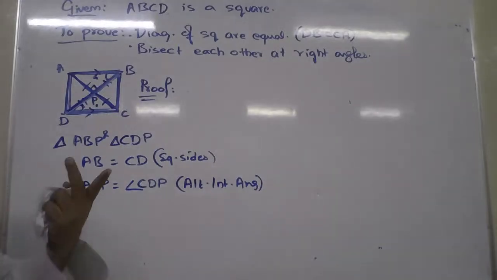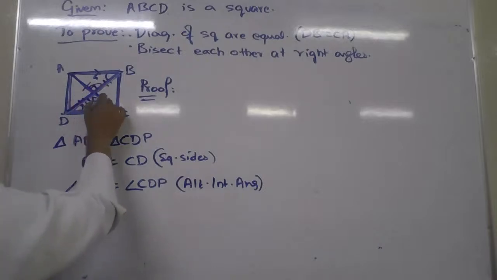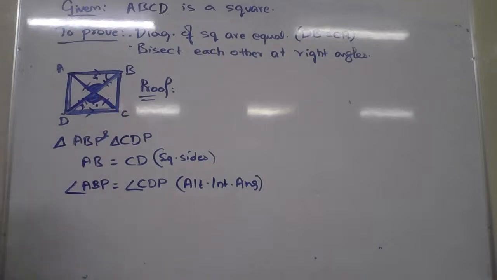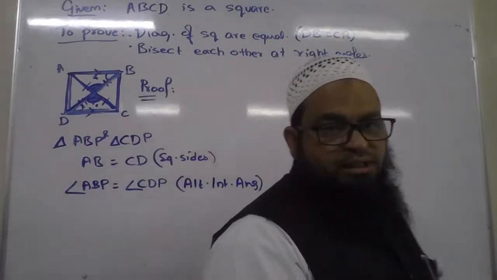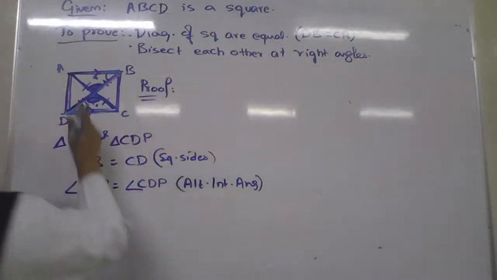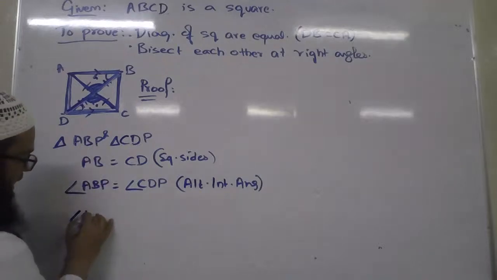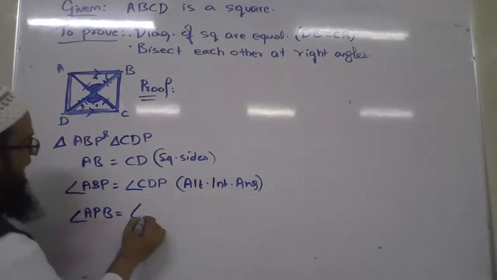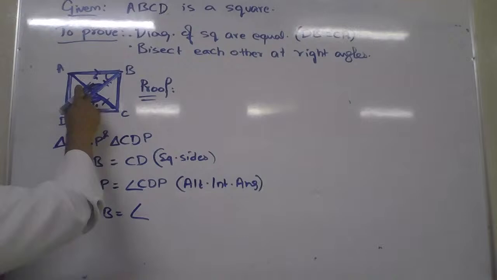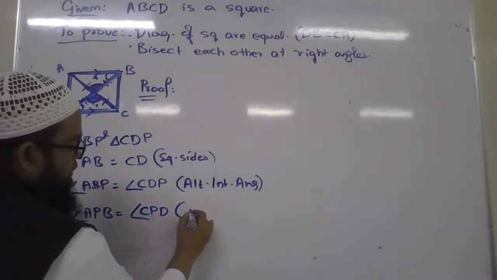Alternate, very good. What is the third side which is equal? My dear friends, what are these two angles? Can anybody tell me? I want the answer. Vertically opposite, very good. So these are vertically opposite angles. Angle APB is equal to angle CPD. So what is the reason?